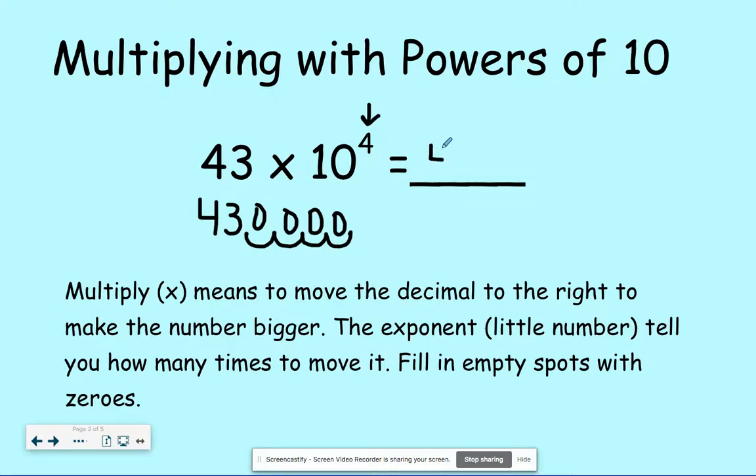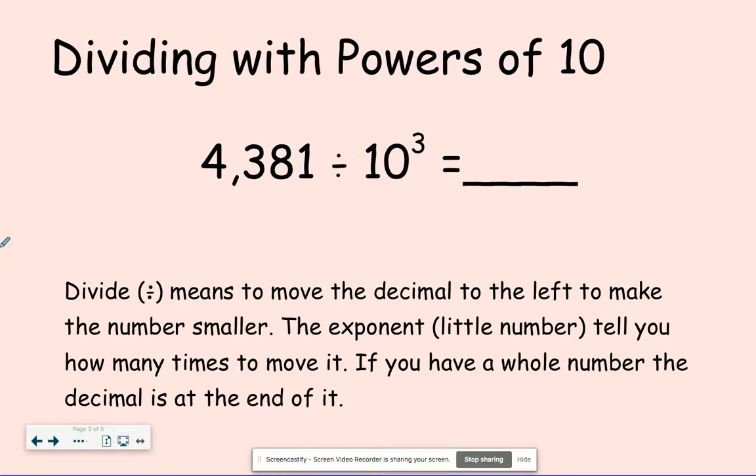So our answer here is 4, 3, which is what our base number was. And then all we're doing is adding the amount of zeros that it says because there was not any decimal in this number. Now don't forget your commas. Ones, tens, hundreds, comma. Ones, tens, hundreds. I don't need a comma. So our answer is 430,000. Let's move on to dividing with powers of 10.